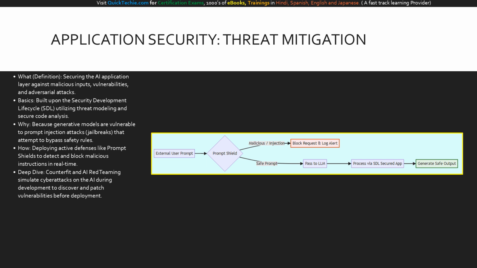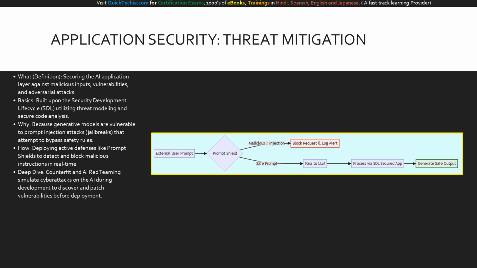even processes them. For our deep dive, we look at proactive defense. Microsoft uses AI red teaming and open-source tools like Counterfit to actively simulate cyber attacks against the AI during the development phase. By constantly attacking our own models in a controlled environment, we identify vulnerabilities and patch them long before the application reaches your production environment.